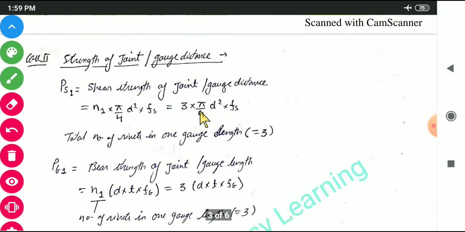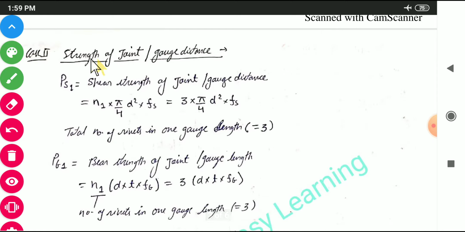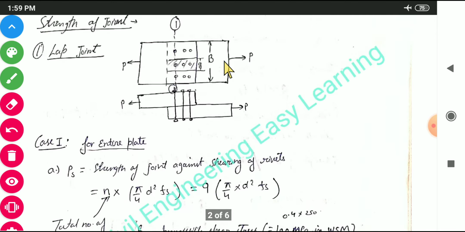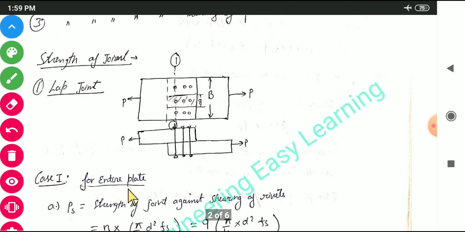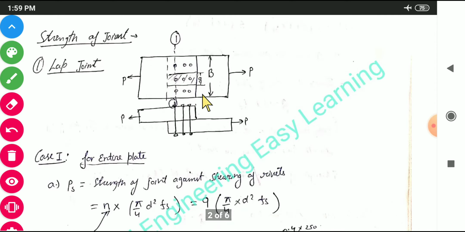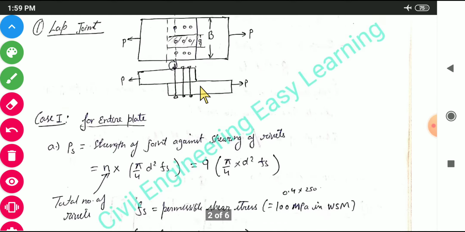Now let us discuss case 2, which is the strength of joint for the gauge distance. First we have seen case 1, which was the strength of a joint for the entire plate. Now we are taking it for the gauge length. This is the gauge length, this one. So instead of considering the whole plate, you will be considering only this part. Fine. So let us see what will be the changes.